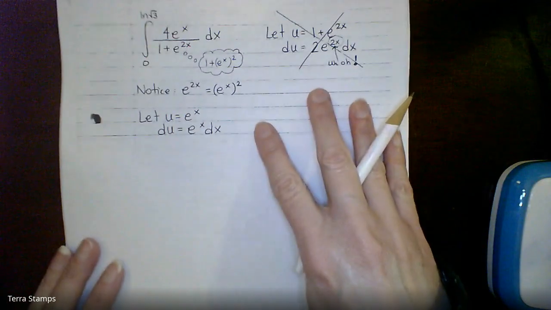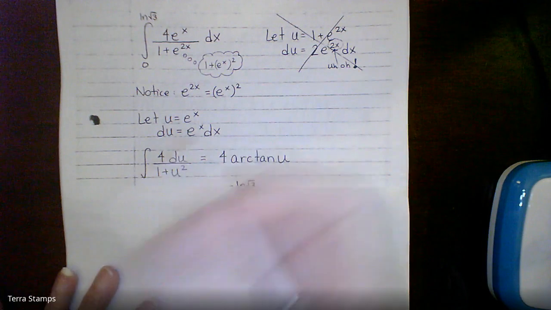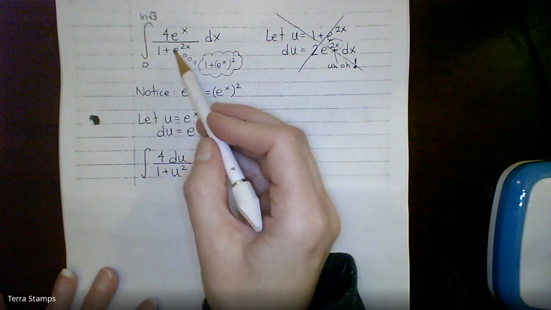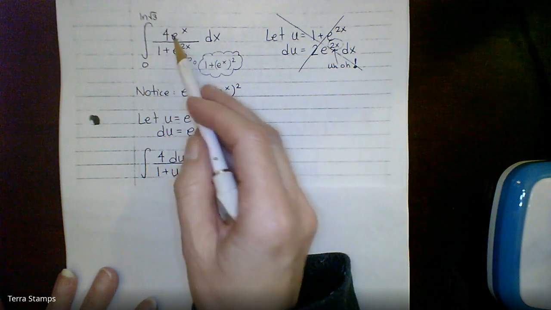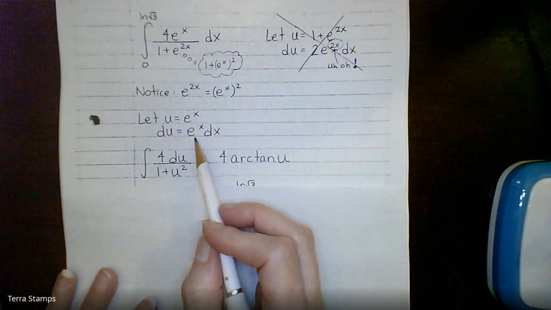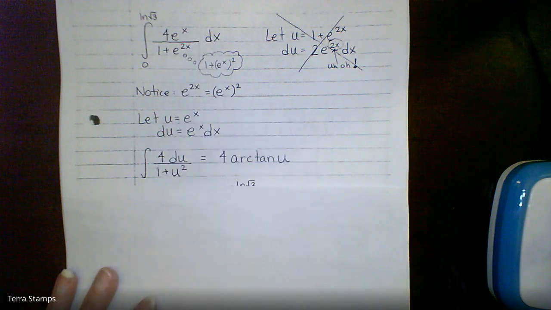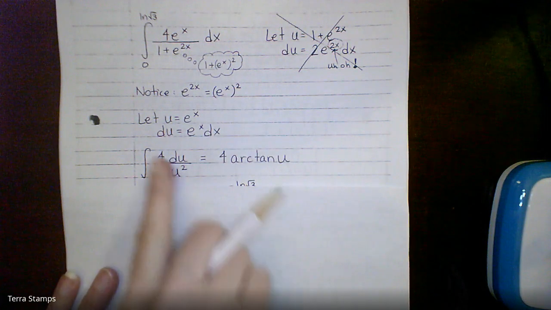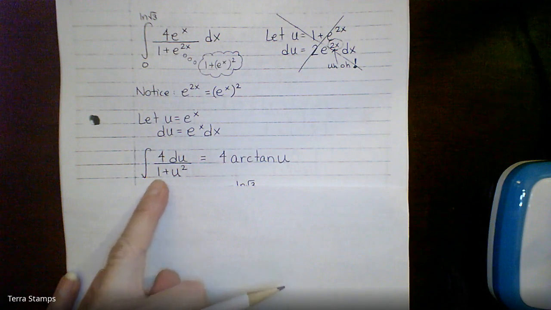So here's what we are going to do. I'm just going to let u be plain old e to the x. du is e to the x dx. And look at what happens. This becomes 1 plus u squared. The top becomes 4 du because my derivative of e to the x is e to the x. So this e to the x dx gets absorbed into my du. That's just a beautiful arctangent where my a value is 1.